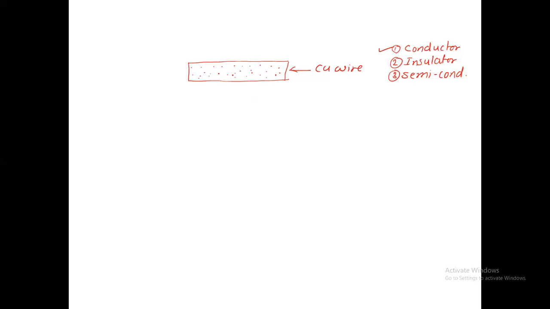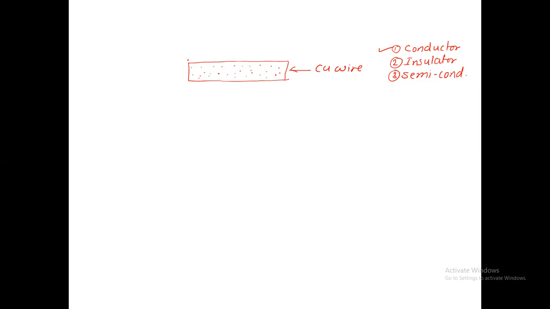Now, when we consider a copper wire simply, will the current flow through that wire? Just take a copper wire, assume this is a copper wire. If we take just a copper wire, does current flow through it? Then what is required to flow the current? It's a potential difference. What is required?